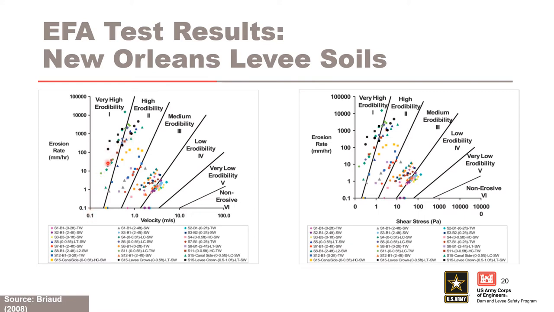These erosion functions can be post-processed to yield estimates of KD and tau C as well, so that they can be compared directly to the jet erosion test. On these plots, you also see proposed categories of erodibility of soils. These are not the same categories as proposed for categorizing data with the jet test, and we must be cognizant of that as we try to compare test results.